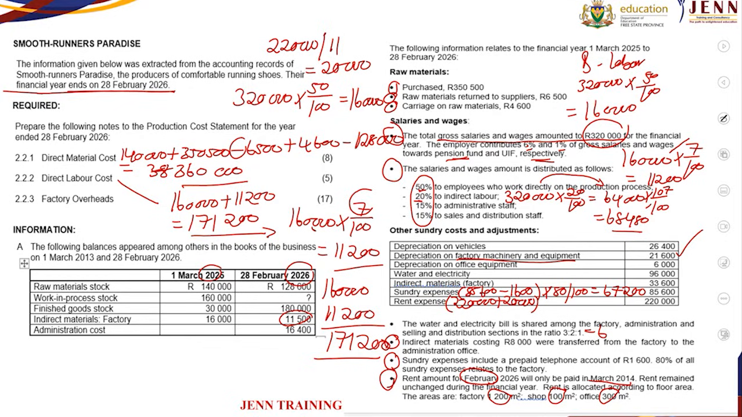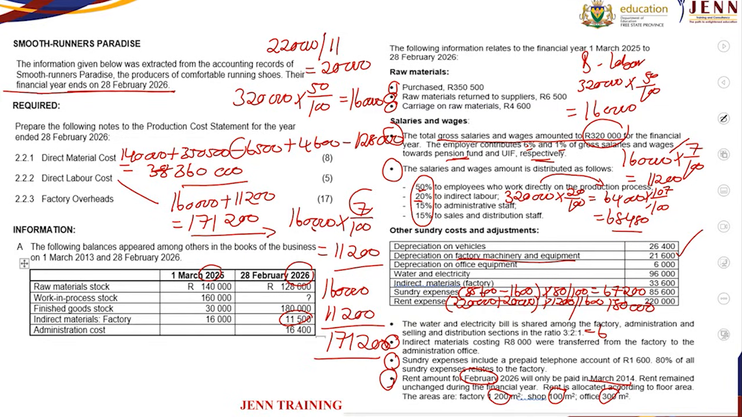It means out of the floor area of 1.6, the factory is only going to use 1.2. So we multiply by 1.2, we divide by 1.6, and then our final answer here is going to be 180,000. So that is how we have allocated our rent.